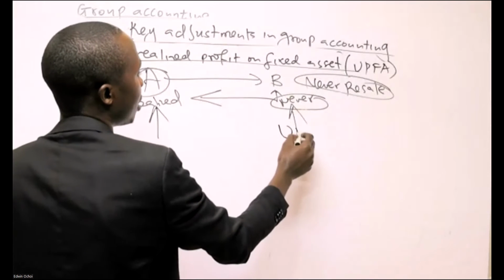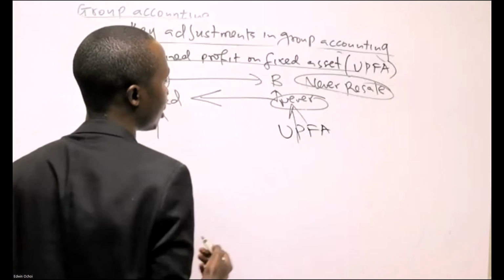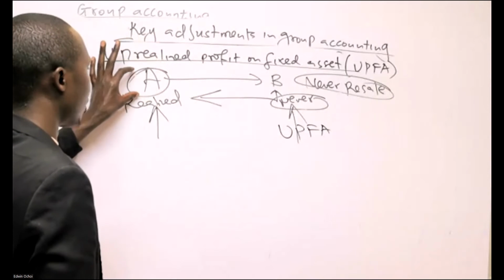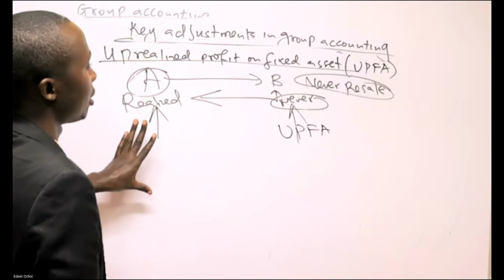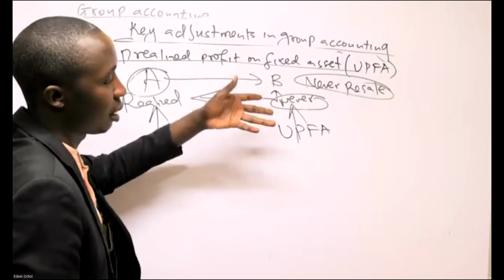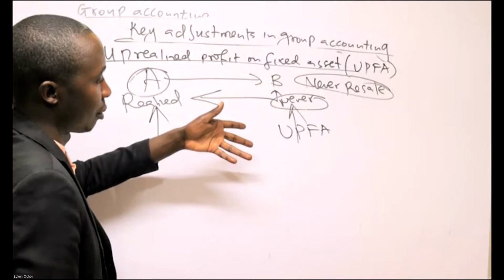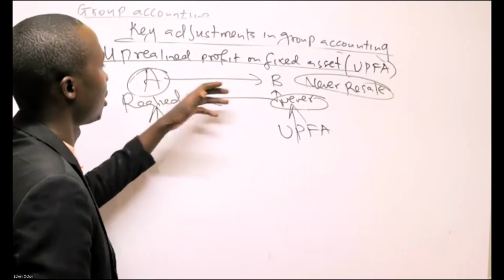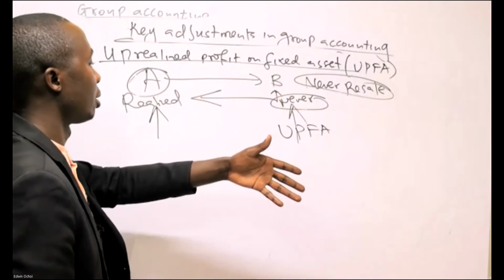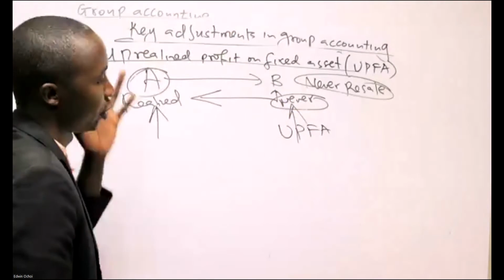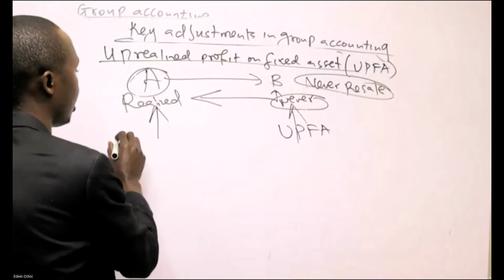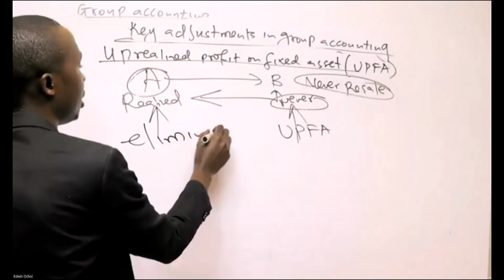So here we call it unrealized profit on fixed asset. Meaning in this scenario, the profit of A is overstated by what B never realized. In group accounting, we have to avoid profit overstatement. In A, we have to eliminate that profit.